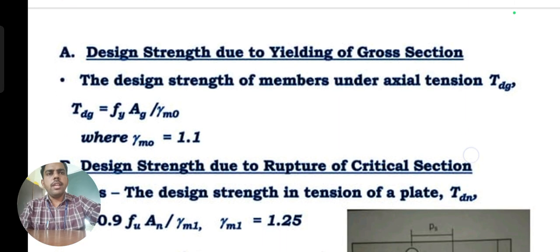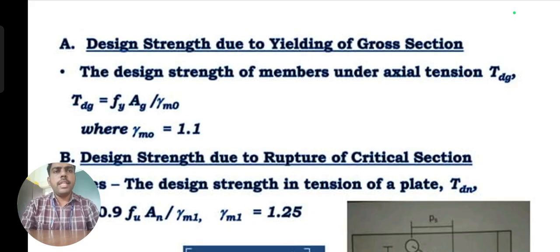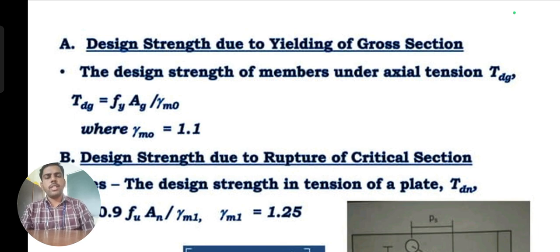And what is yielding of cross section? How to get it? In yielding of cross section failure, the area is the gross area. See the design strength of the member under axial tension. What is the formula? Tdg equals fy Ag by gamma m0. Here gamma m0 is the partial safety factor, which is considered as 1.1. Ag is the gross cross-sectional area of that particular section, and fy is the yield strength of the member, which you have to consider as 250.